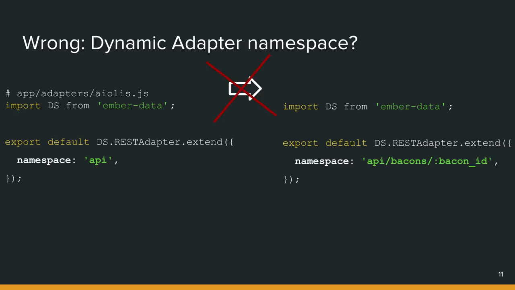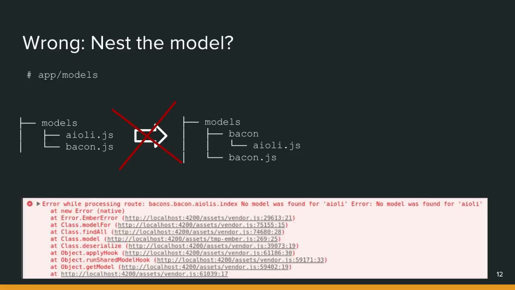So naively I say, oh, Ember is clever. Maybe there's some magic. Maybe I can use a dynamic namespace. So to get it to work with API, I add namespace. Maybe if I add bacon's ID as a parameter in the namespace, that'll work, but it actually doesn't. Maybe if I were to nest my aioli model under bacon, maybe that would work. It seems to work for routes. Maybe it works for models. It doesn't.